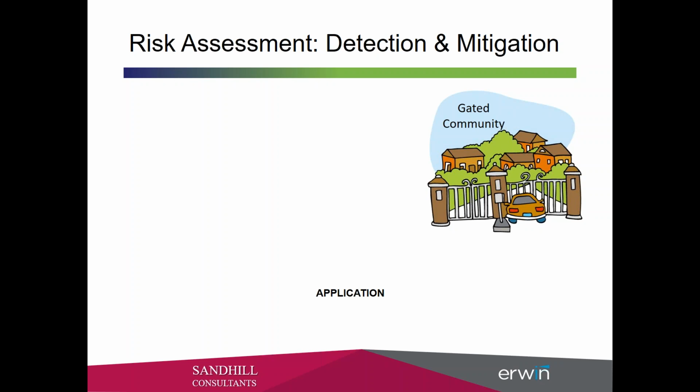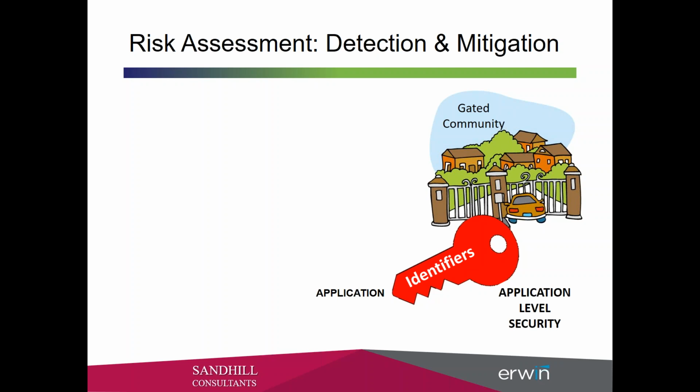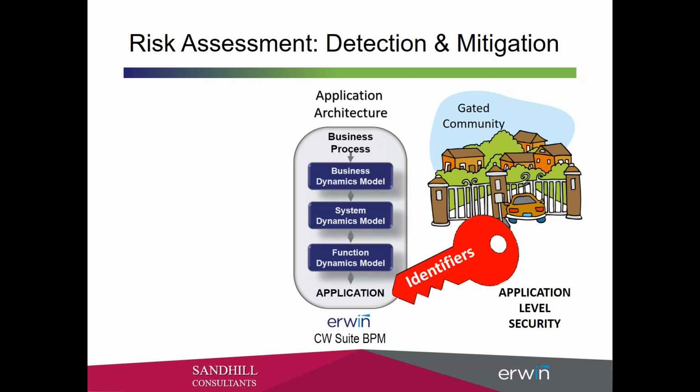In other words, it's a lot like having a gated community where the security system is on the perimeter, and once you breach the security system, you have pretty much free access to the things that are inside the gates. And a lot of that happens, again, with our application security. If somebody is able to breach the identifiers, we effectively have the keys to the application. So it's important to understand from an application level security, in the same way we did from a data security level, how things are connected. And there we look to the Erwin Case-wise suite for business process modeling.